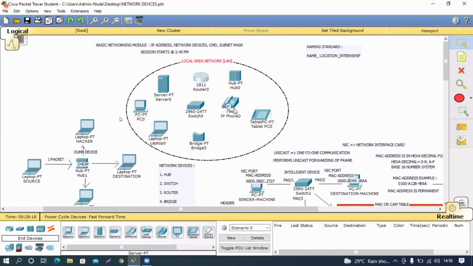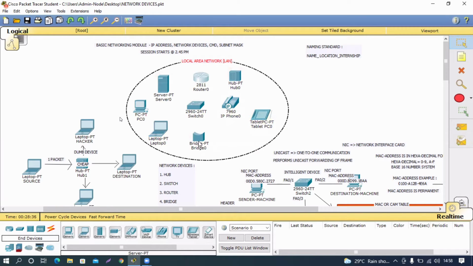And sometimes you will see these types of phones, which are called IP phones. These are the most commonly used devices in an organization: laptops, PCs, servers, switches, routers, and IP phones. Most of an organization's network is made up of these types of devices.